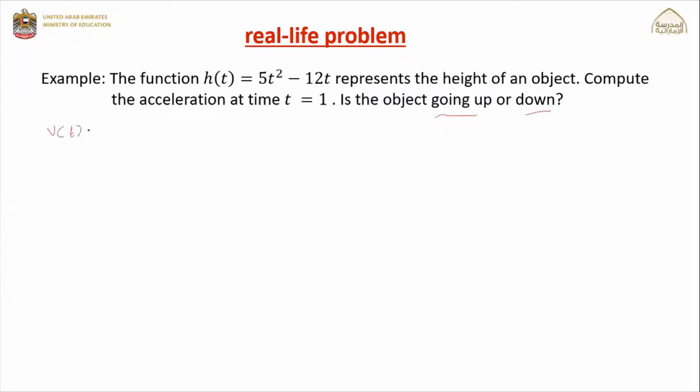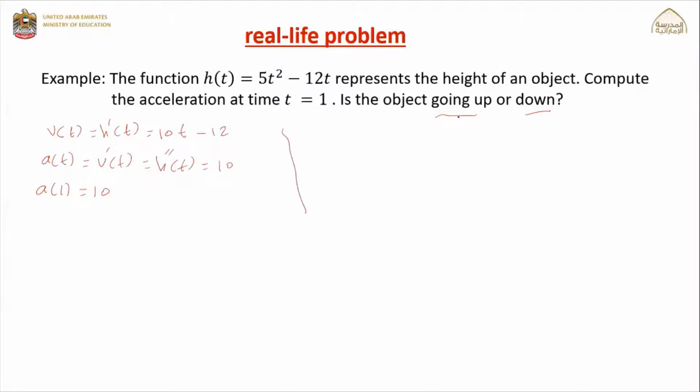I will start from velocity. So v of t equals h prime of t, and the derivative is 10t minus 12. About acceleration, a of t is v prime of t, or the second derivative of h, which is 10. Now, what about acceleration at time equals 1? I will replace t by 1, so a at 1 equals 10. It's a constant, so it's the same, constant 10.